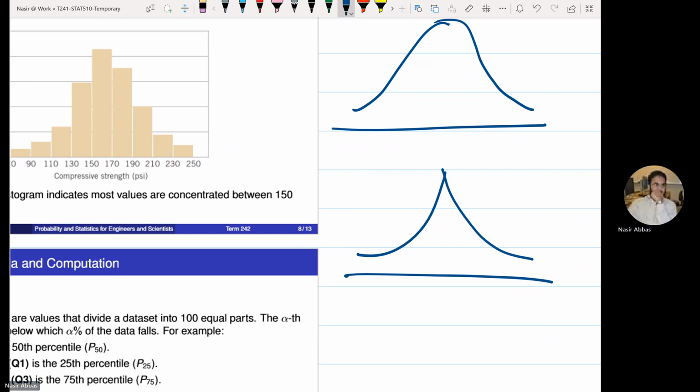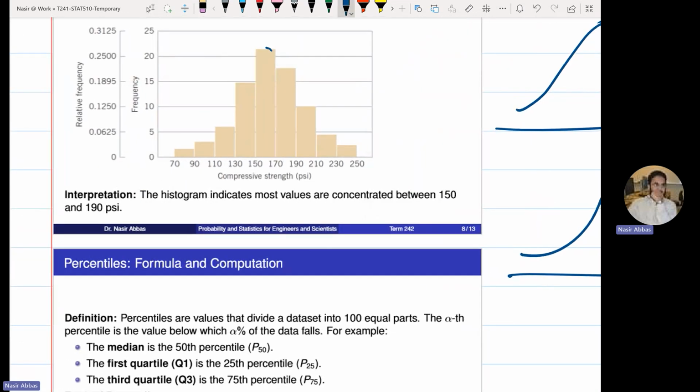What is symmetric? Image of the left side of the center. Normal is one of examples of symmetric, but there are many other examples of data being symmetric. Symmetric means that the left side is a mirror image of the right side. Normal is one of the examples of symmetric. This looks close to normal also, right?